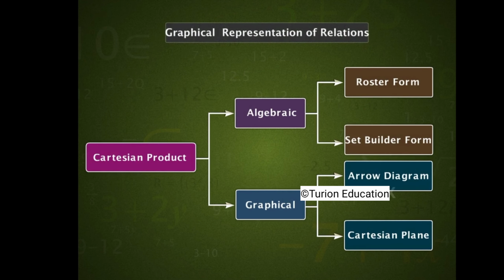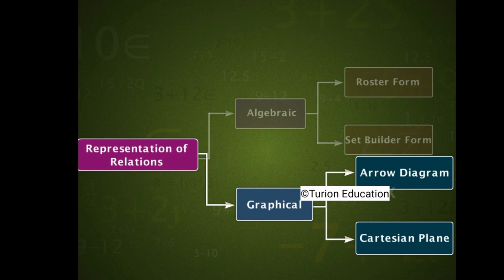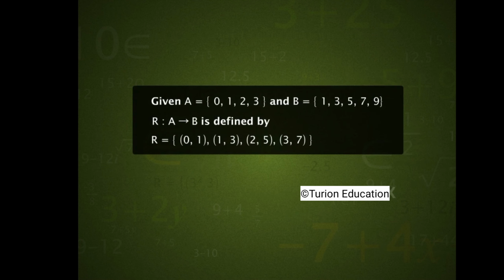Like the Cartesian product of sets, relations too can be represented graphically. Let us now explore the graphical representation of relations. Let's first consider the arrow diagrams. Consider this relation from the set A containing elements 0, 1, 2, 3 to the set B containing elements 1, 3, 5, 7, 9. Relation R from the set A to B is defined as the set of ordered pairs shown here.